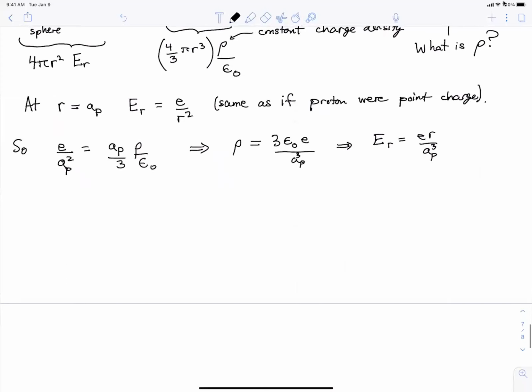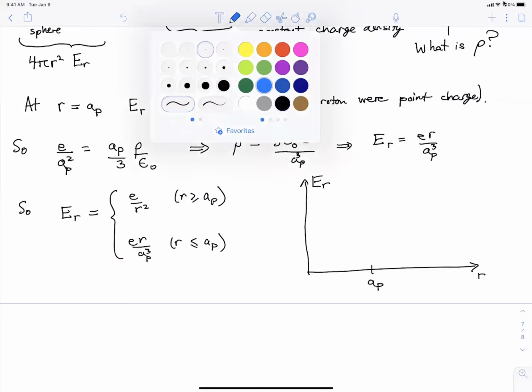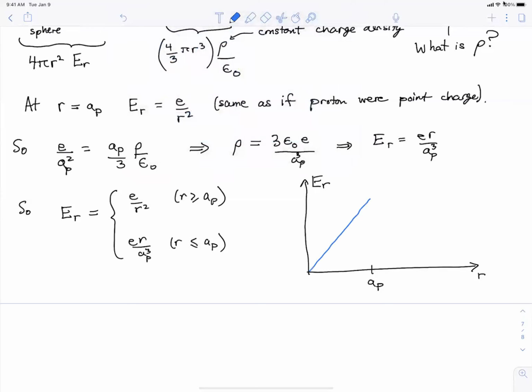All right, so let's just make a graph of what we've learned there. Well, actually including also the electric field outside. So we've learned that outside the proton, it does the usual thing. It's E over R squared for R greater than or equal to a proton. And it's ER over a proton cubed for R less than or equal to a proton. And so if we were to just graph what the electric field looks like as a function of radius, here's the proton radius. This is the electric field. Okay, and so it's rising linearly. And then once you get outside the proton, then it falls quadratically. Okay, so that's what the electric field looks like.